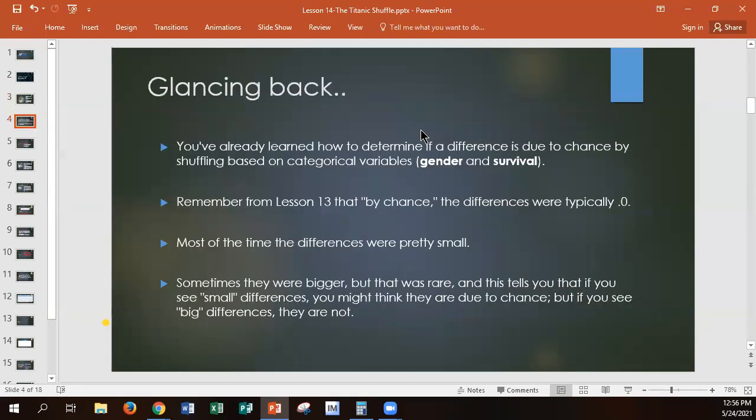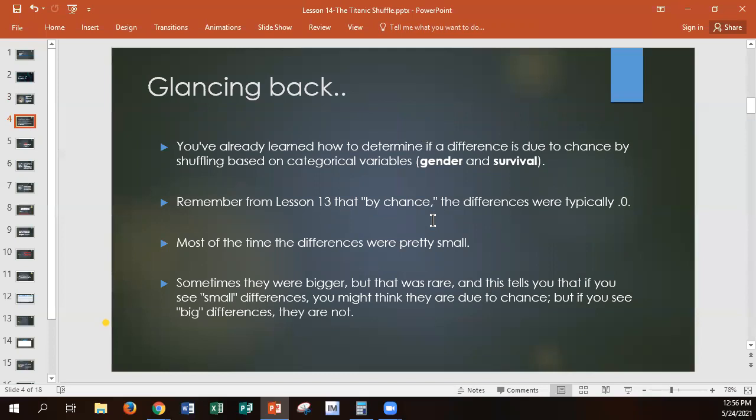All right, so let's take a look back at what we've done so far. You've already learned how to determine if a difference is due to chance by shuffling on a categorical variable, gender and survival. Remember from lesson 13 that when it was by chance, our differences were typically like a 0.0 something, so they were very small, or even a negative.